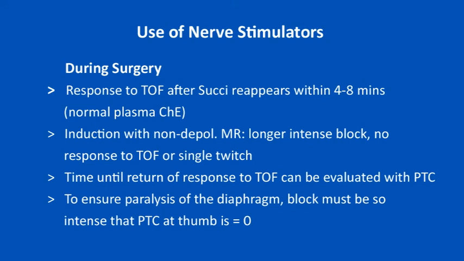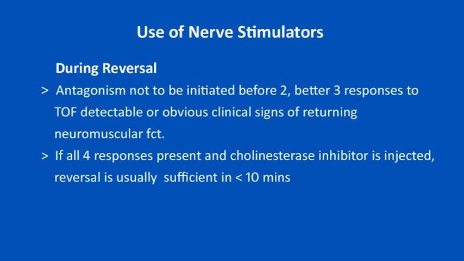Time until return of responses to TOF can be evaluated with PTC. To ensure paralysis at the diaphragm, block must be so intense that PTC at the thumb should be around 0. During reversal, antagonism is not to be initiated before 3, or better 4, responses to TOF are detectable or obvious clinical signs of returning neuromuscular function are seen.